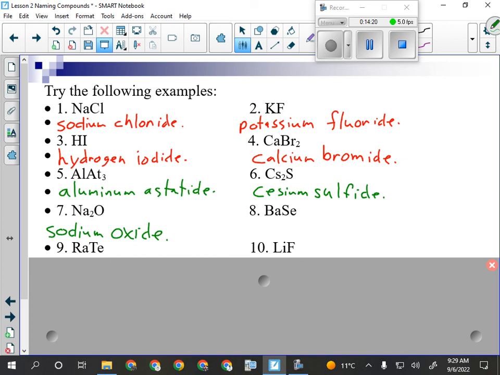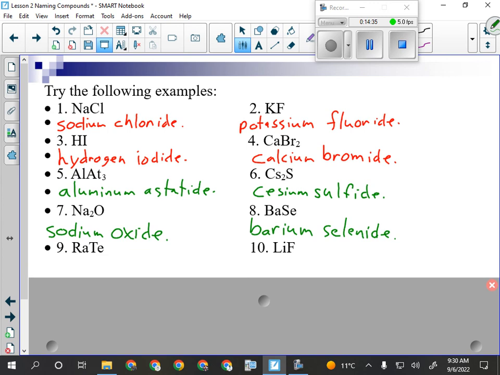Yeah, barium selenide, or it could also be selenamide. It's another one of those that can be said either way. Okay, number 9. Sodium chloride. Okay, and number 10, we'll have lithium with fluorine, so this will be lithium fluoride. So hopefully this is familiar from last year.